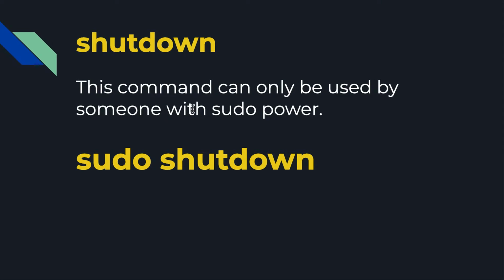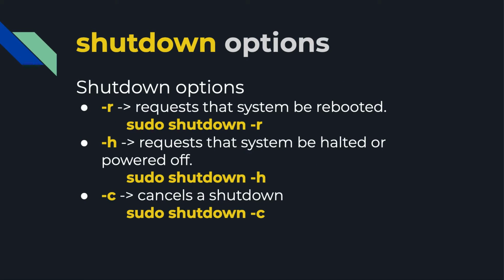Now, that'll work, but there's a little bit more complexity to it. Or sudo reboot, if you just want to reboot it and have it come right back up. But there's a few cool features with shutdown. shutdown -r will do a reboot, or like I said, sudo reboot would also work. But you can also do a halt or power off. You can cancel a shutdown with -c.